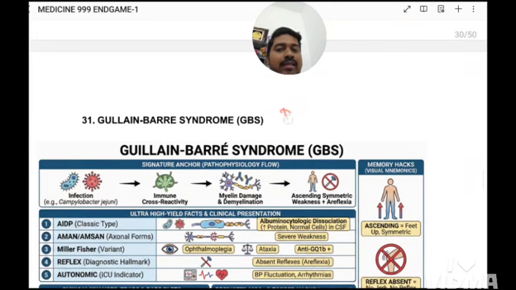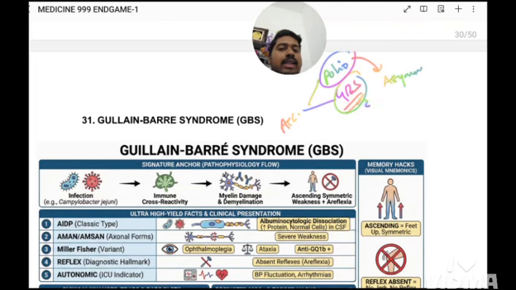Now I'll tell you, there are some causes of descending paralysis which you should know. One is botulism, and second is diphtheria. These two are descending causes. One more is tick paralysis. Tick paralysis is also descending. Now which are ascending? You have polio, you have GBS. These two are the main important ones, polio and GBS. Now polio is asymmetric and GBS is symmetric.